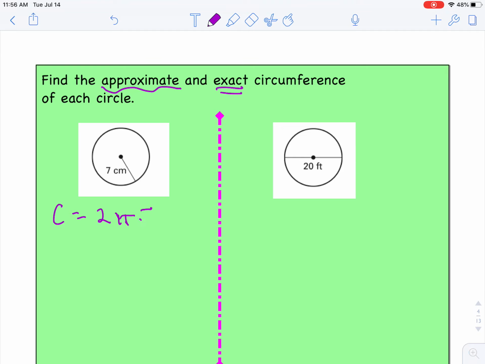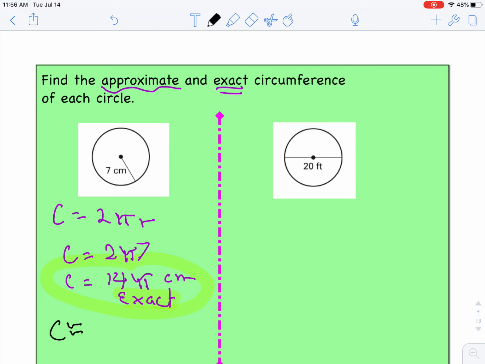If we take a look at this first example right here, we know the circumference is 2 pi r, or pi times the diameter. Since our radius is 7, we would have our circumference is equal to 2 times pi times 7. So the circumference exactly is 14 pi centimeters. That's exact, because there's no rounding. So that is our exact answer. You leave pi in your answer for exact.